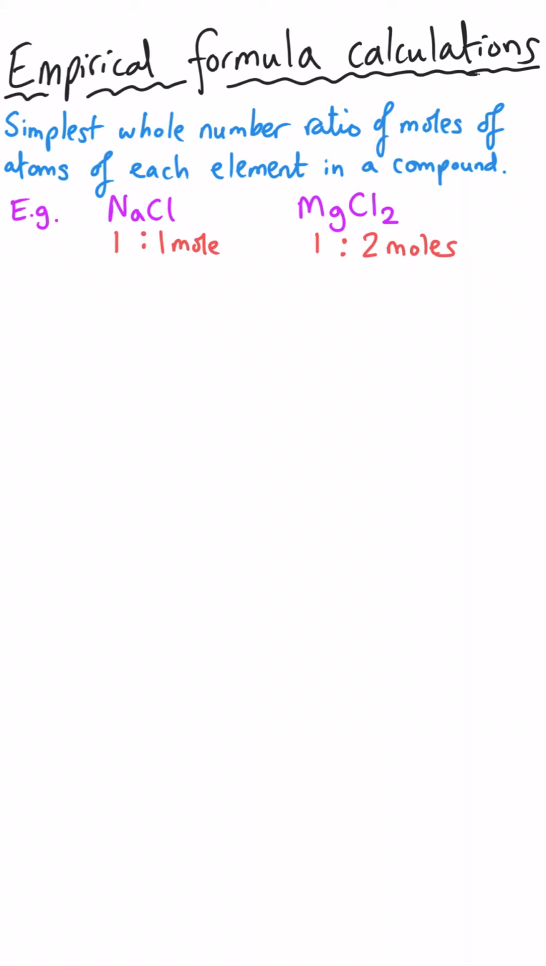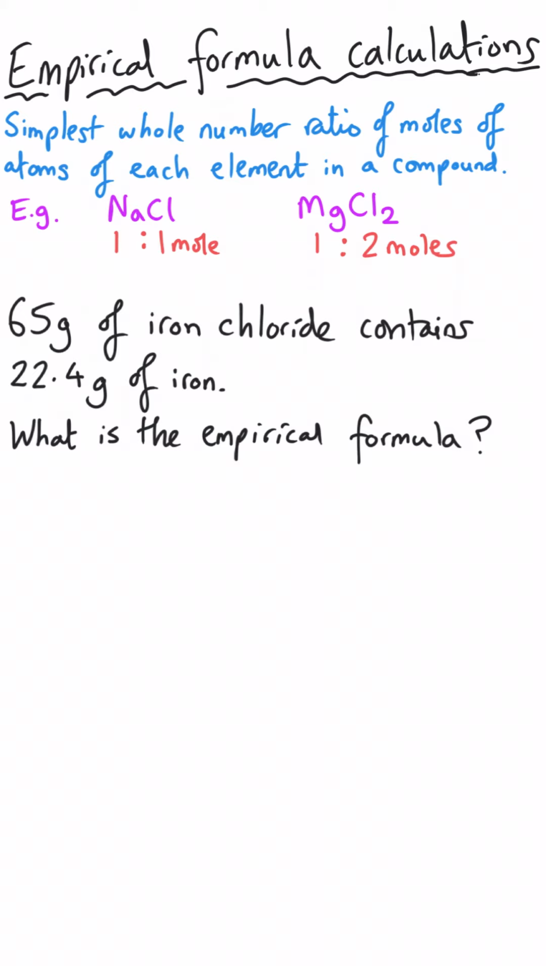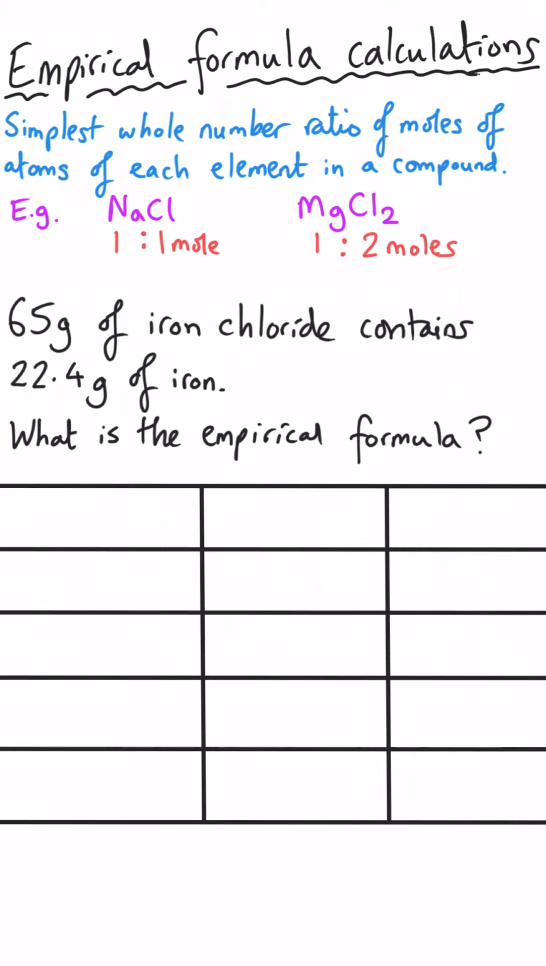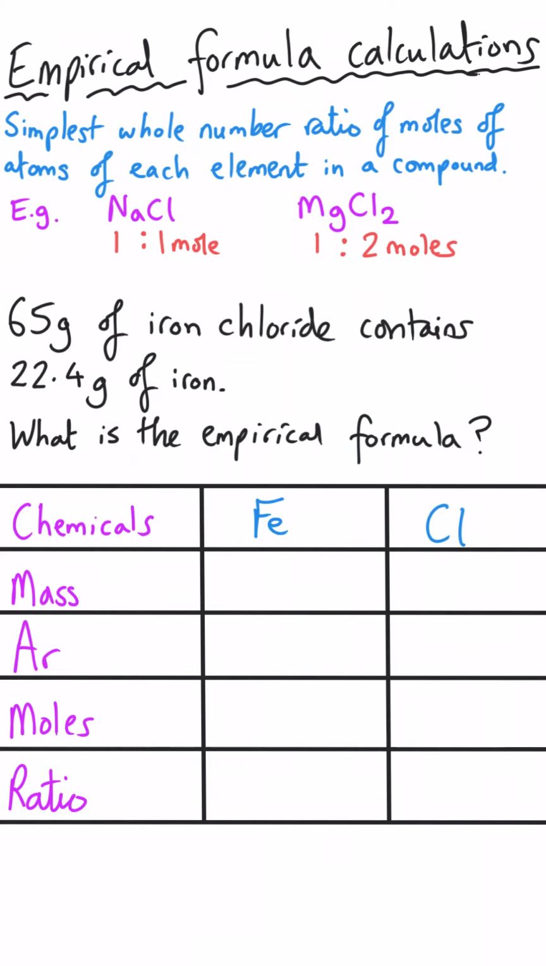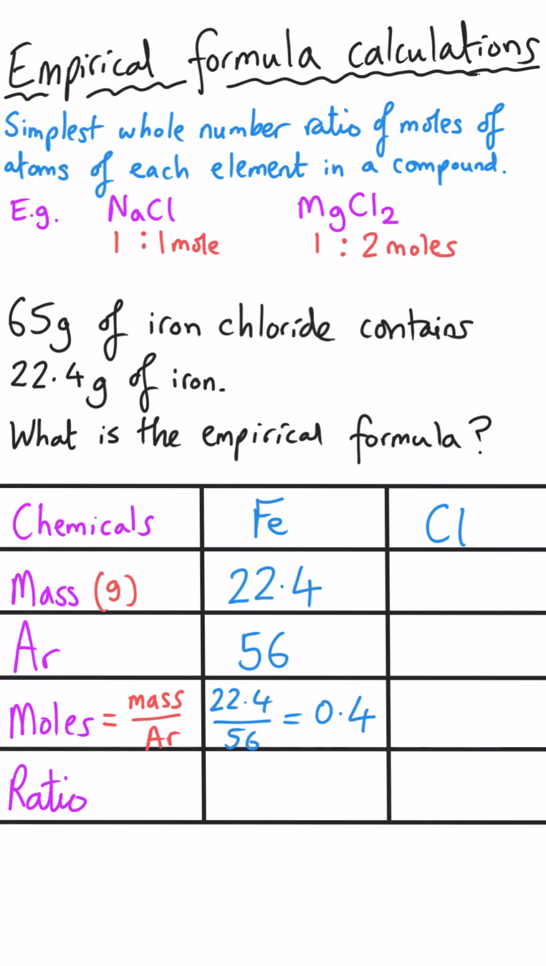Now you can calculate an empirical formula by using mass data. If we take a look at this question, it says 65 grams of iron chloride contains 22.4 grams of iron. We can use those 2 pieces of data to work out what the formula of iron chloride is. The method that we need to use is the grid method. So we lay out our mass, AR, our moles, and our ratio as standard. And so iron, we've been told there's 22.4 grams of iron. The relative atomic mass is 56. So moles is mass divided by MR. That gives us 0.4 moles of iron.